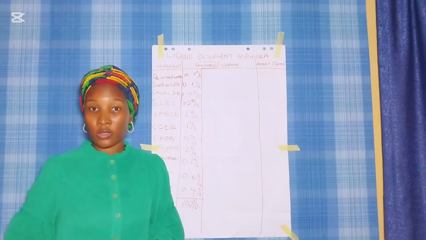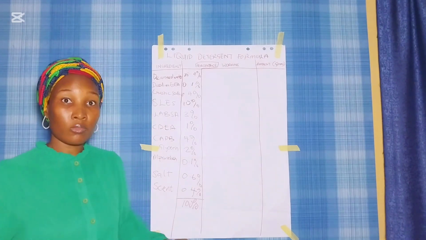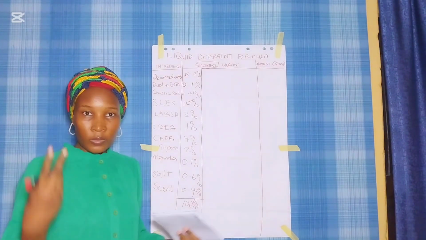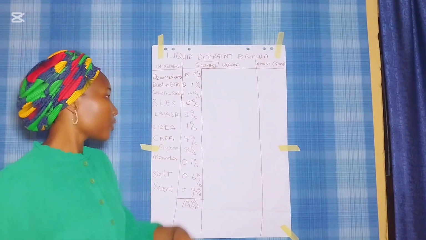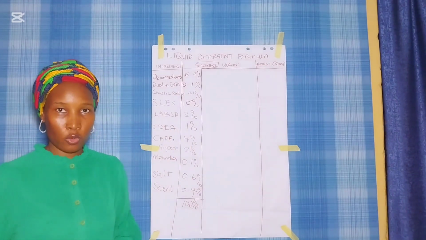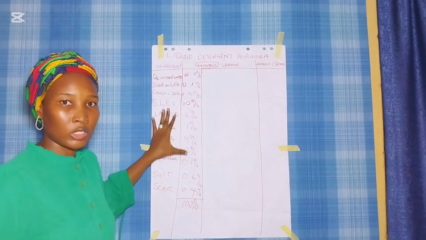So don't worry about creating formulas. Today we are learning how to convert an already made formula into grams. Subsequently on this channel, I'm going to be teaching you how to create your own formula, just like I have created this one. But today that is not our focus. When you add this up, it gives you 100%. So it means that this is complete.